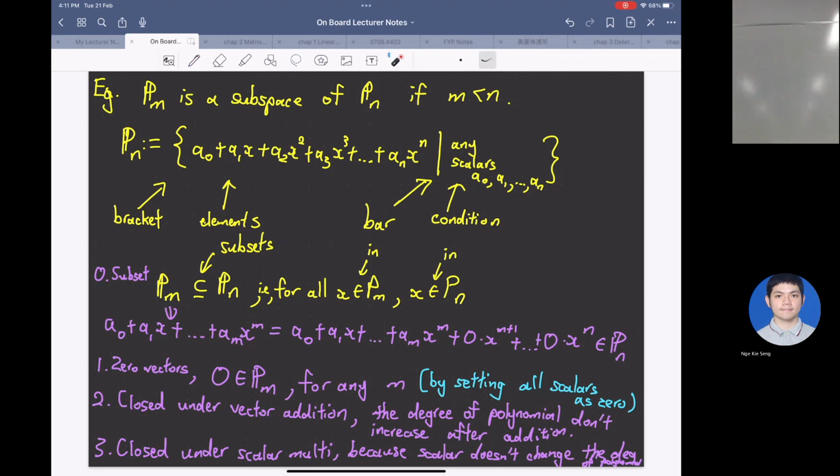Okay, so what happens if m is greater than n? What happens if m is greater than n?